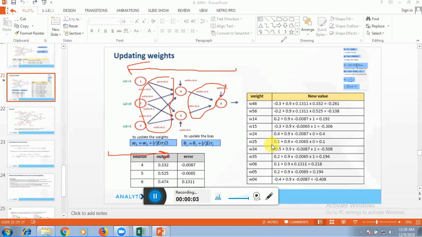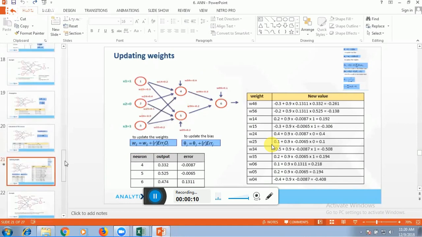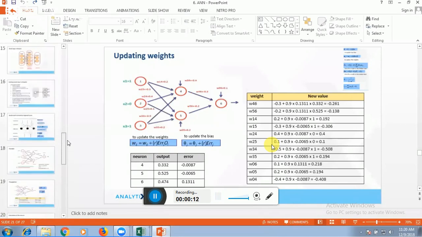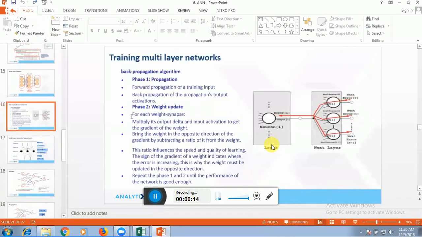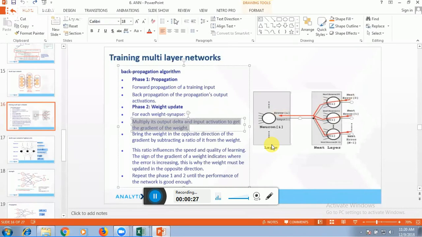So the correction, which I am calling the betas correction, we call it backward propagation and forward propagation. This is what I was referring to. Backward propagation is nothing but, for each weight synapse, multiply its output delta by the input activation function to get the gradient. Of course, I will tell you what this means.